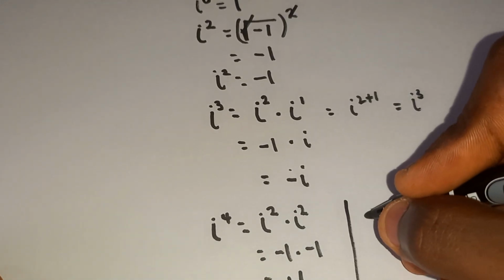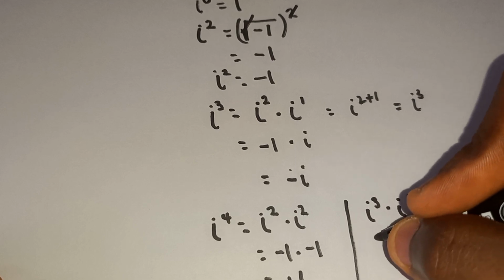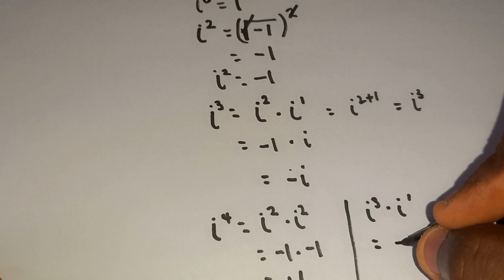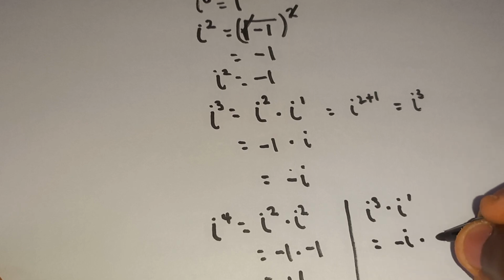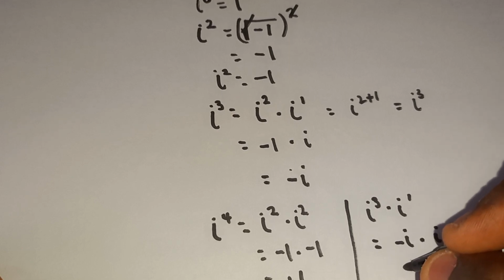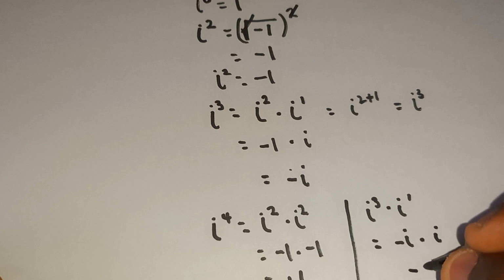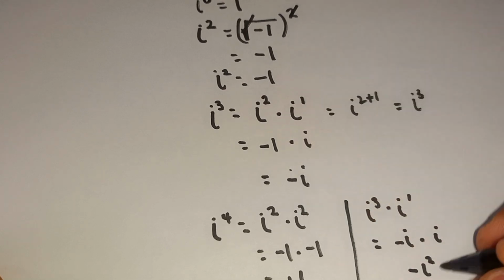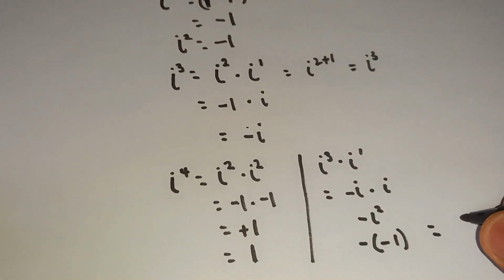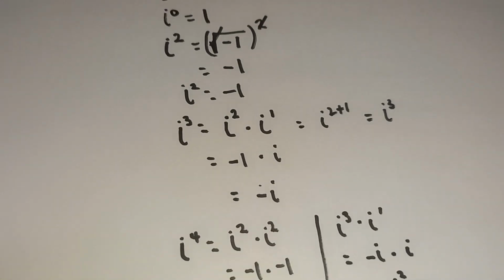Again, one can solve this by saying i raised to the power 3 times i raised to the power 1. This is equal to -i times i. So we have this to be -i squared. What do we know from i raised to the power 2? That is -1. Negative times negative is positive. So we have 1. So we have different ways of solving this from indices, this simple addition.